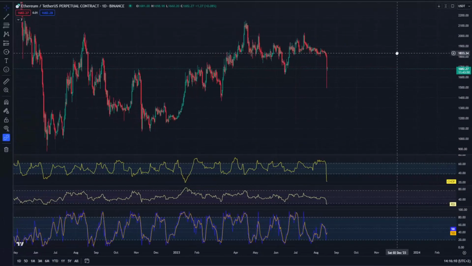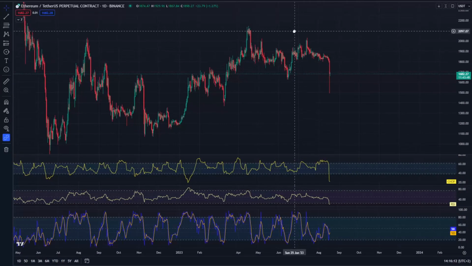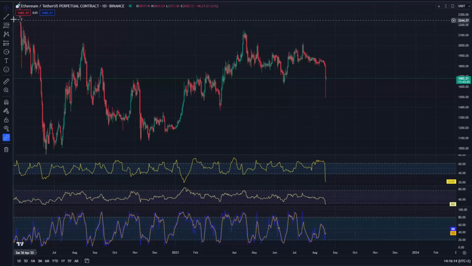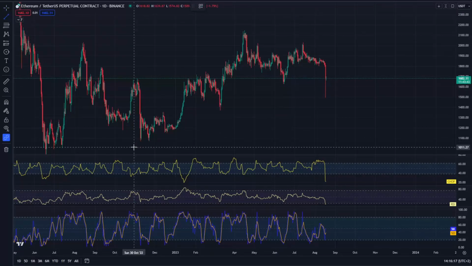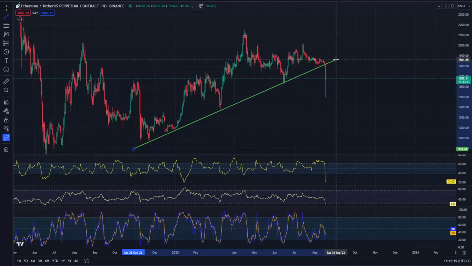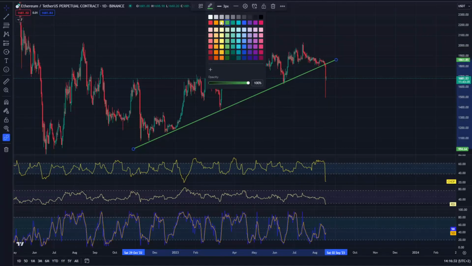As the second chart in today's review, we will check ETH against USDT, also on a one-day time frame. First of all, using the yellow line, we can mark the uptrend line, from which the price went down.